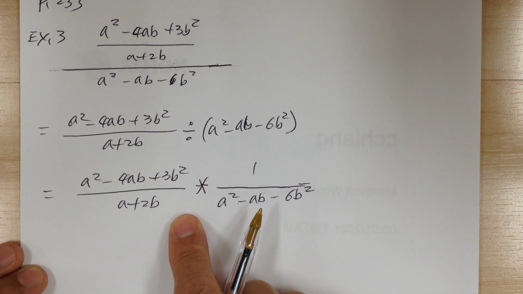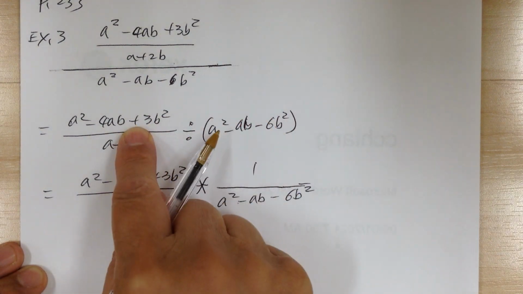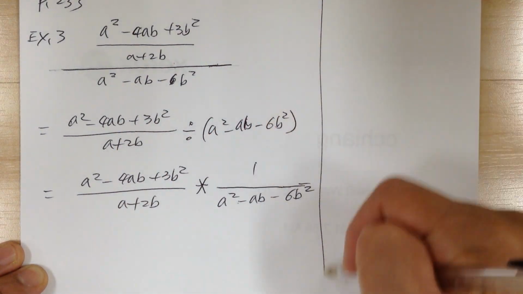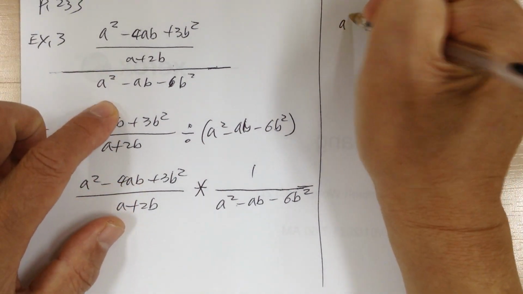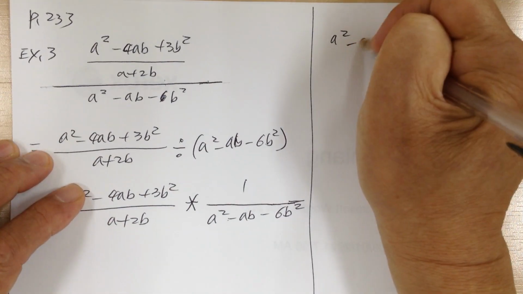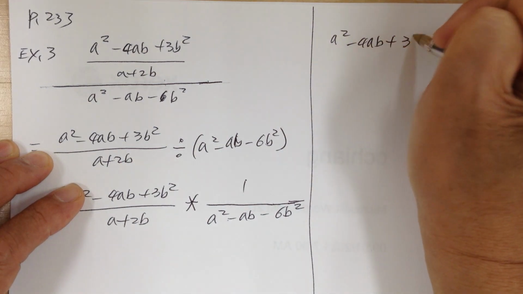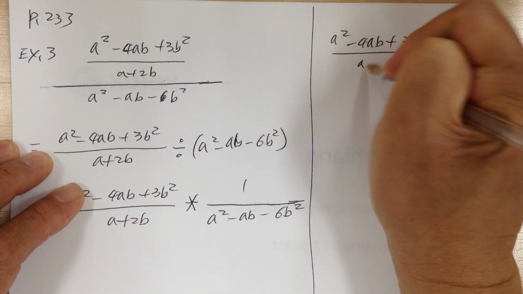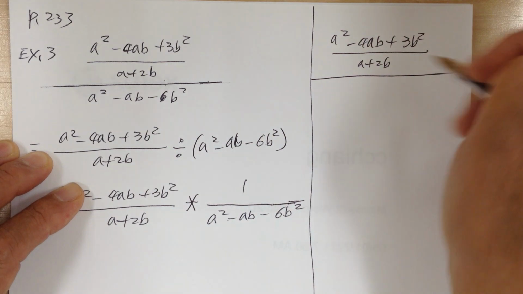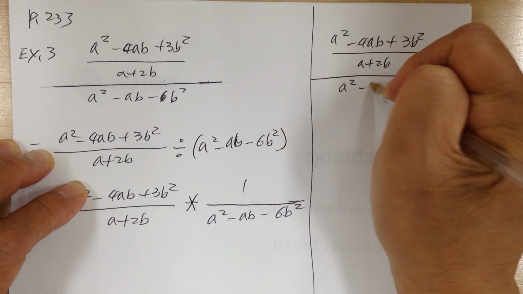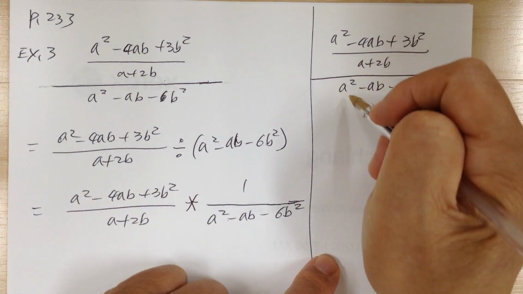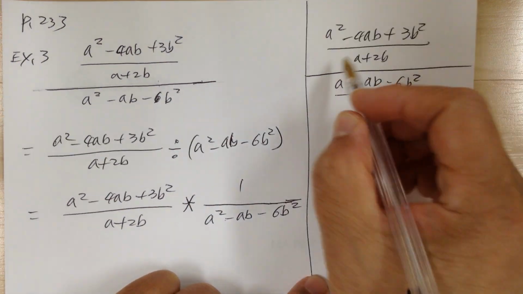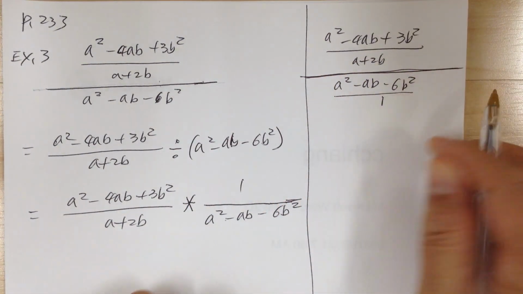So this becomes this. But instead of wasting time doing all these, here is an easy way to do it. So what you do is you've got (a squared minus 4ab plus 3b squared) over (a plus 2b), over (a squared minus ab minus 6b squared). Then what I'm going to do is put this over 1. And here's your major division, right?